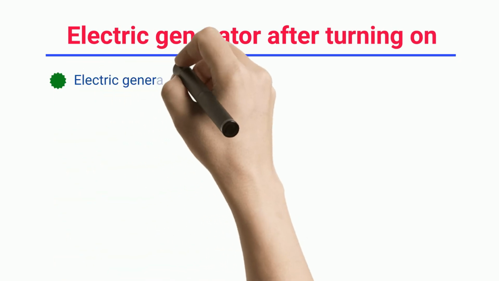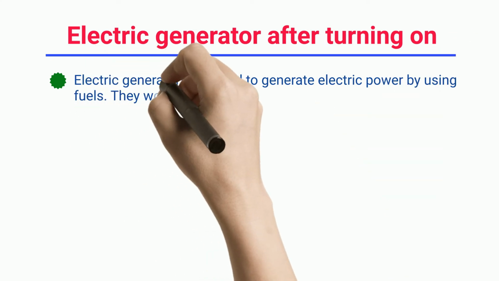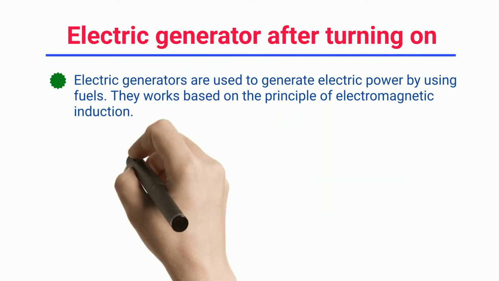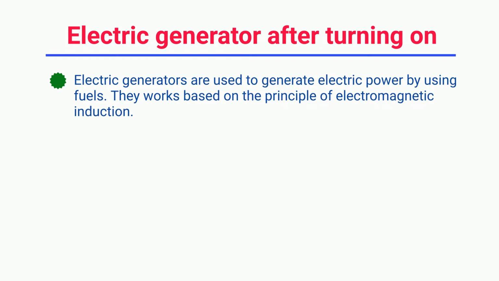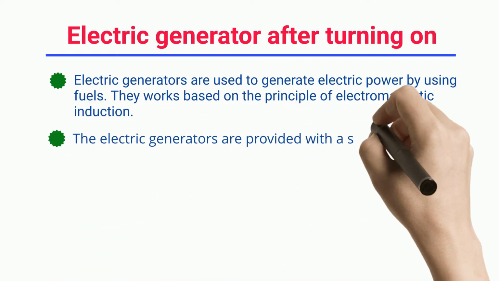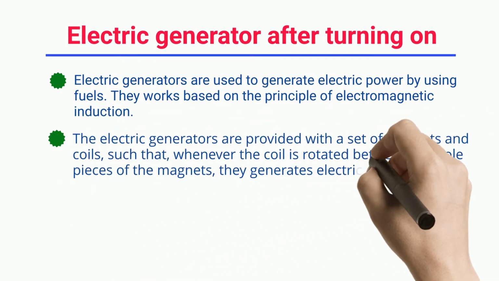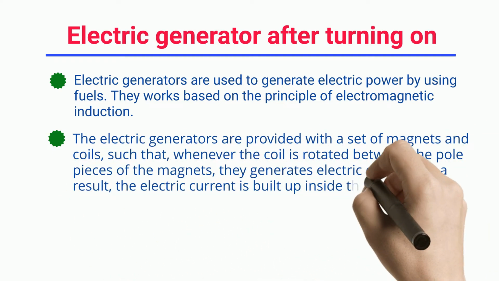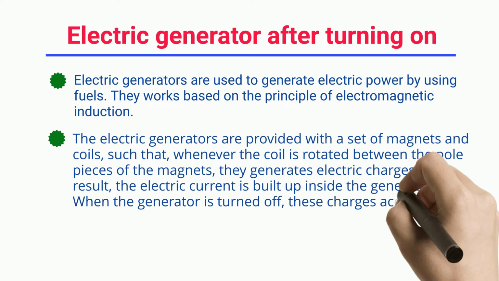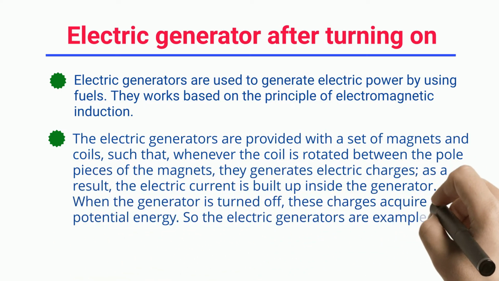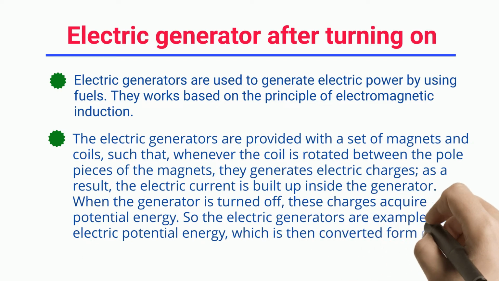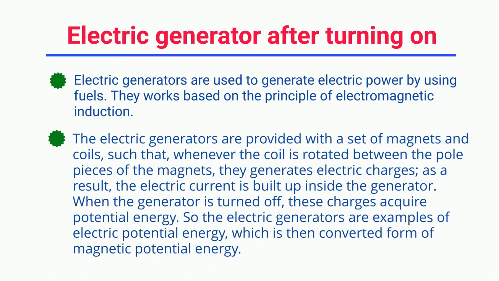Electric generator after turning on. Electric generators are used to generate electric power by using fuels. They work based on the principle of electromagnetic induction. The electric generators are provided with a set of magnets and coils, such that whenever the coil is rotated between the pole pieces of the magnets, they generate electric charges. As a result, an electric current is built up inside the generator. When the generator is turned off, these charges acquire potential energy. So electric generators are examples of electric potential energy, which is then converted from magnetic potential energy.